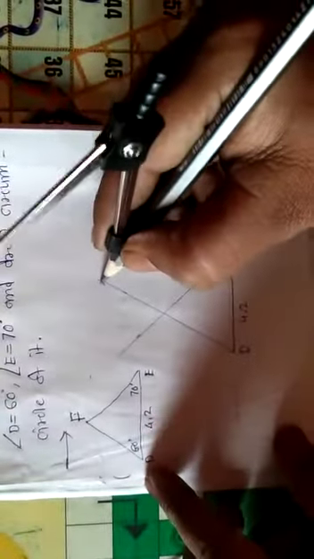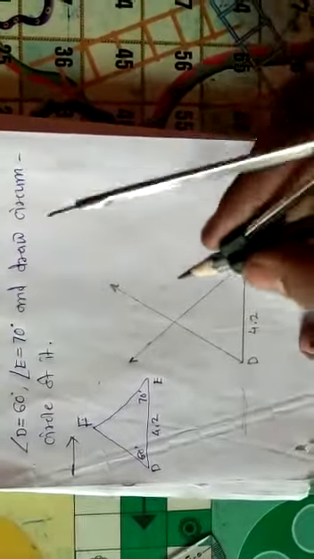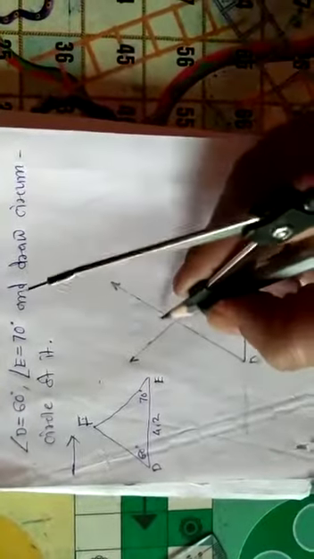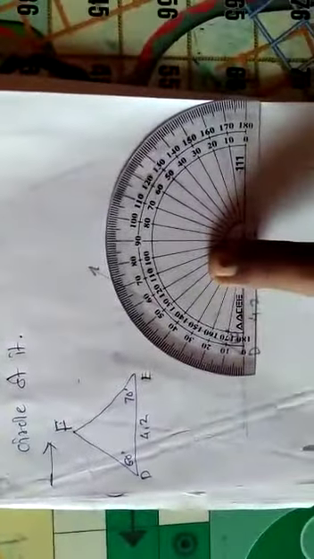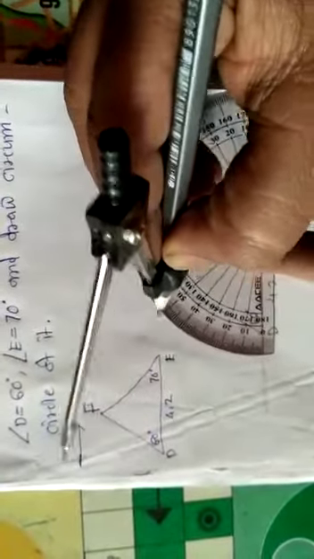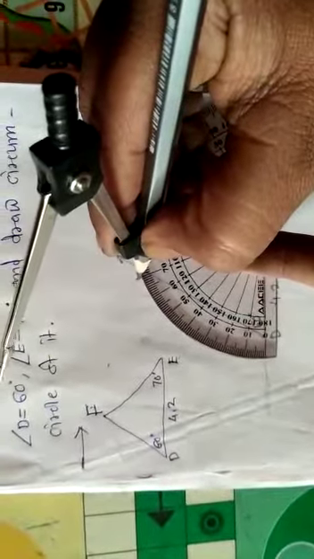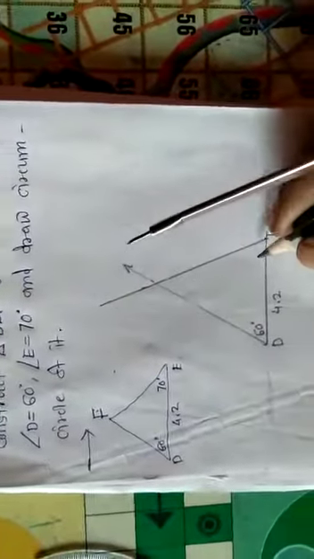Now we want to draw a circle of the given triangle. For that we want to bisect any two sides. This is F of triangle DEF. This is how much? 60 degrees. Measure angle E: 0, 10, 20, 30, 40, 50, 60, 70 degrees. So join these two points. How much is this? 70 degrees.